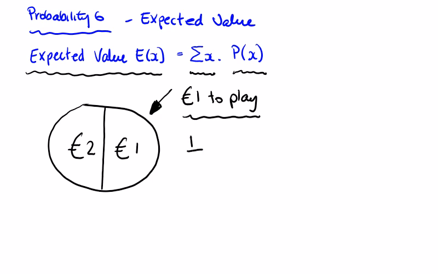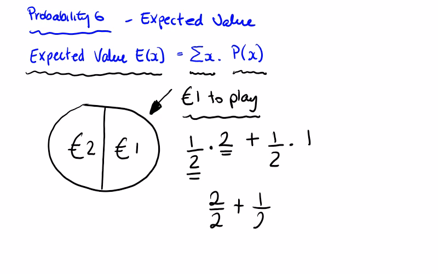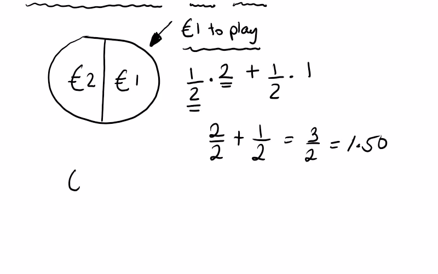There's a 1/2 chance of winning €2. So the probability by the amount that you can win, and there's a 1/2 chance of winning €1. So we get 2/2 plus 1/2, which is 3/2, which is equal to 1.50. So in the long run, we're winning €1.50 every time we play this game. It costs €1 to play, so in the long run, this is a good bet. You can see clearly we're going to win 50 cents in the long run.